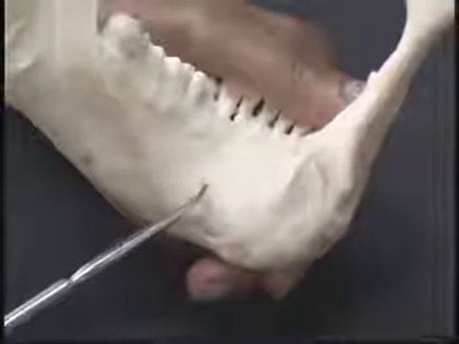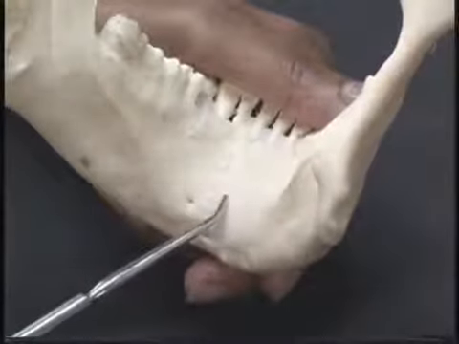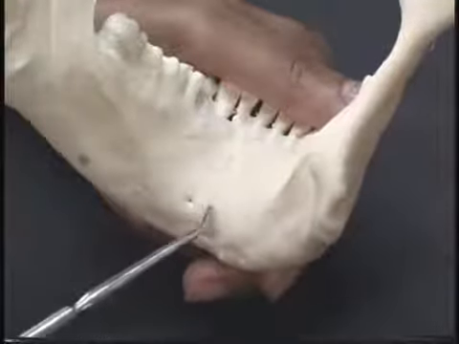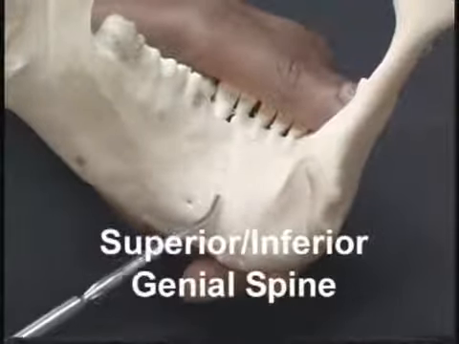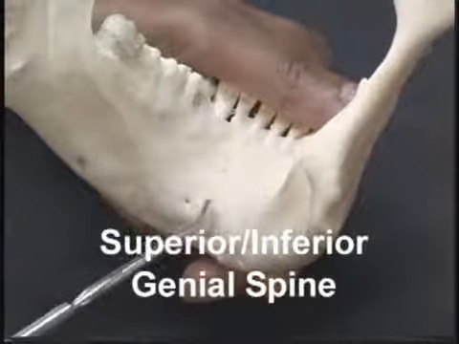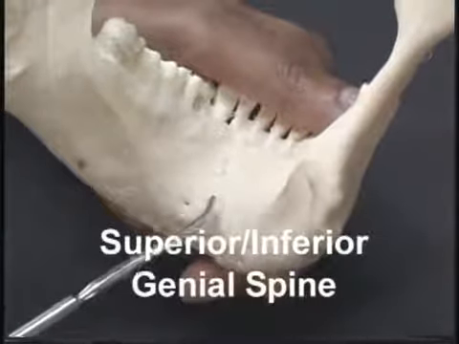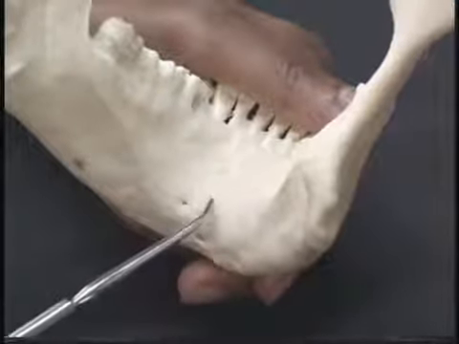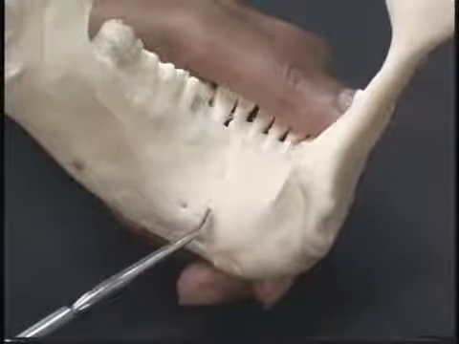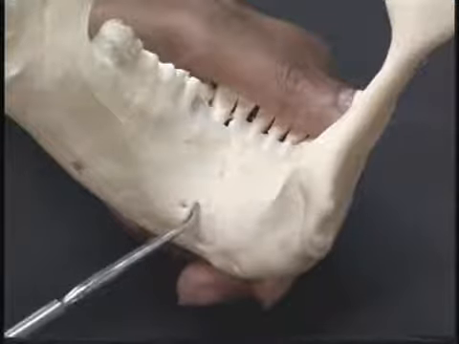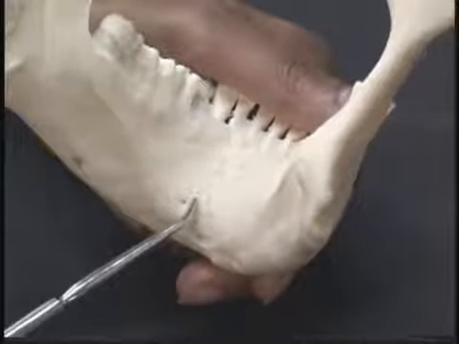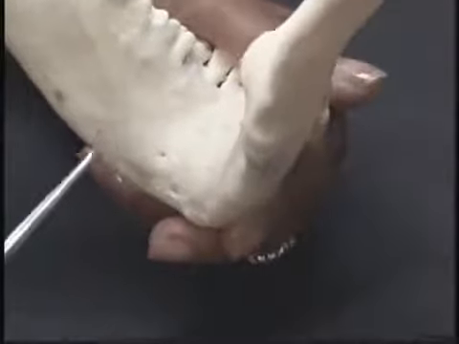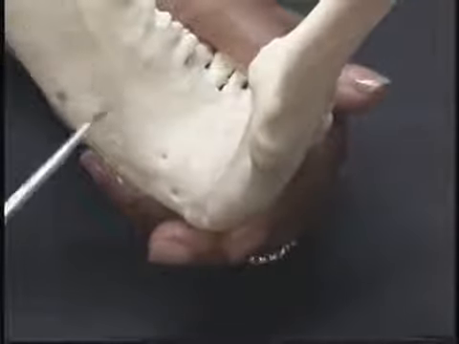On the anterior aspect of the mandible, we see two pairs of the spines. There are superior genial tubercles and inferior genial tubercle. The superior genial tubercle gives attachment to the genioglossus muscle. The inferior genial tubercle gives attachment to the geniohyoid muscle. That ends the demonstration of the mandible.